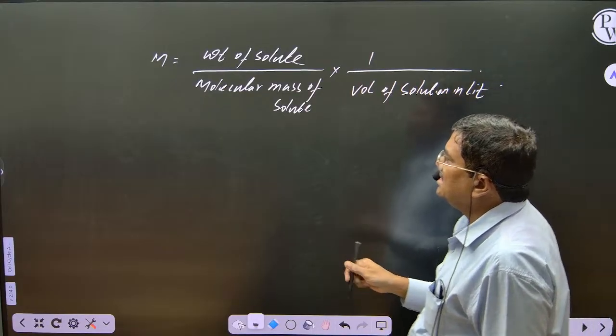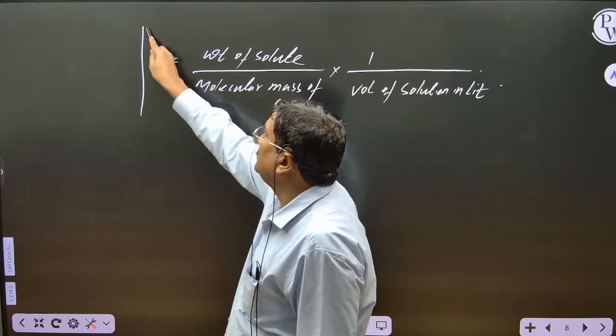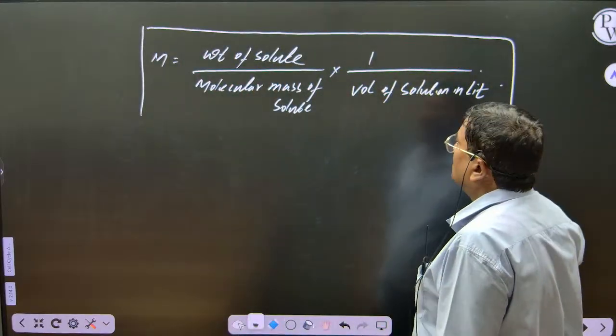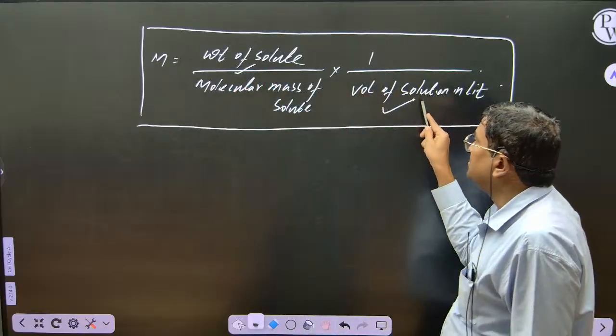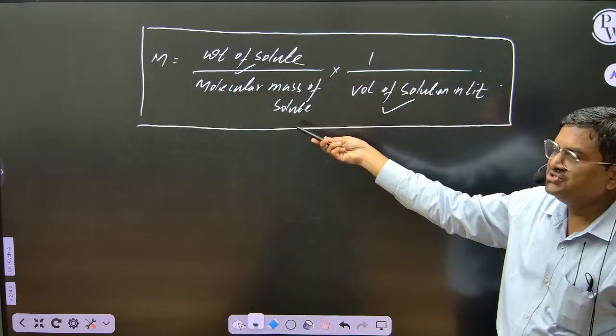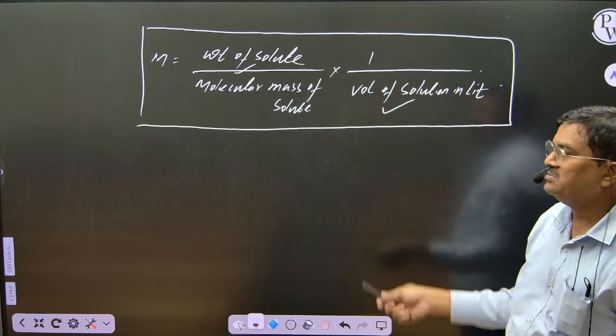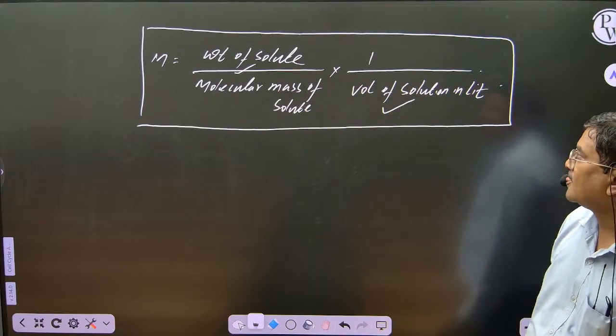So this is the relation. In this relation we get numericals in the exam. In the problem they give you the mass of solute and the volume of solution, and you do direct substitution: mass by molar mass into 1 by volume of solution in liter.